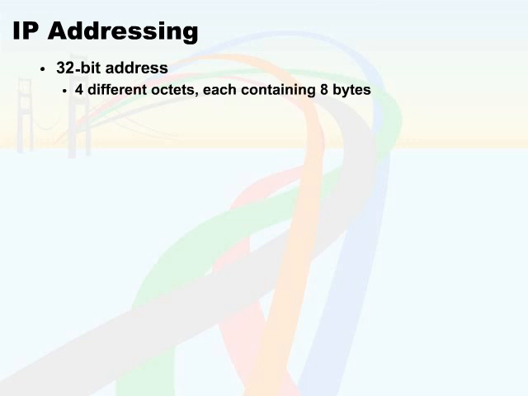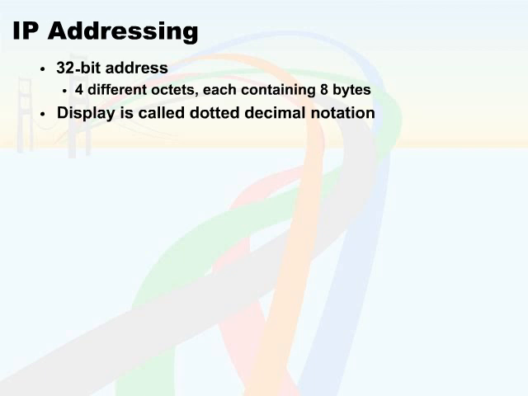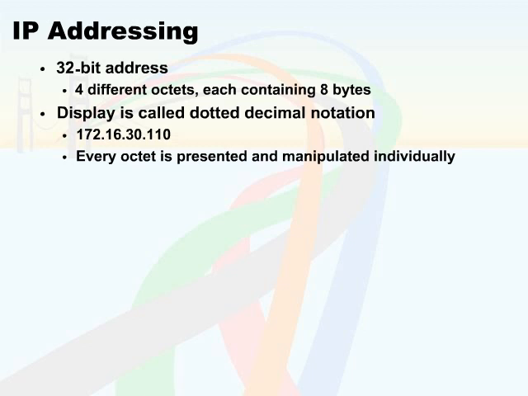Firstly, when we use the decimal representation of an IP address, it is known as the dotted decimal notation. For instance, the address 172.16.30.110 is displayed in a dotted decimal notation. Now this is a very important concept because when we get into things like subnetting, or when we're dealing with classless routing and other advanced topics about IP addresses, it is important to remember that every one of these octets is going to be presented and manipulated individually. The dotted decimal notation separates each of the individual bytes of the IP address.